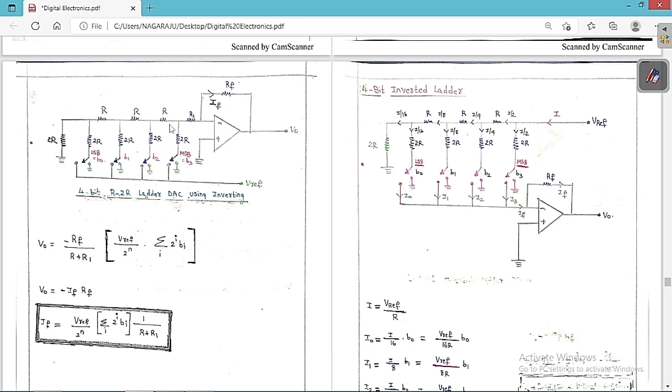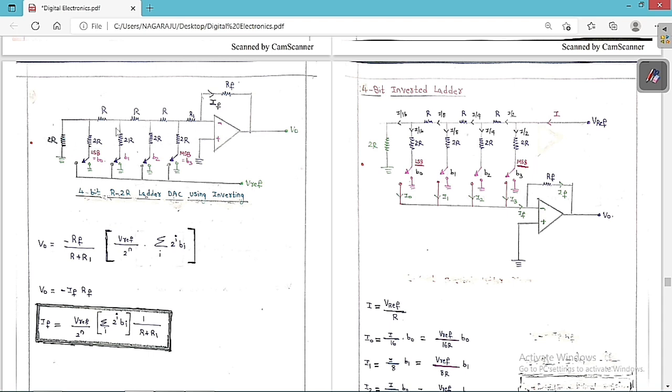Now, a very important point you always need to understand. Here there is some extra resistance R1. So what is the gain? The gain is minus Rf by R1. But listen carefully: if all the switches are on, then with the help of Thevenin's theorem I want to find the equivalent resistance.